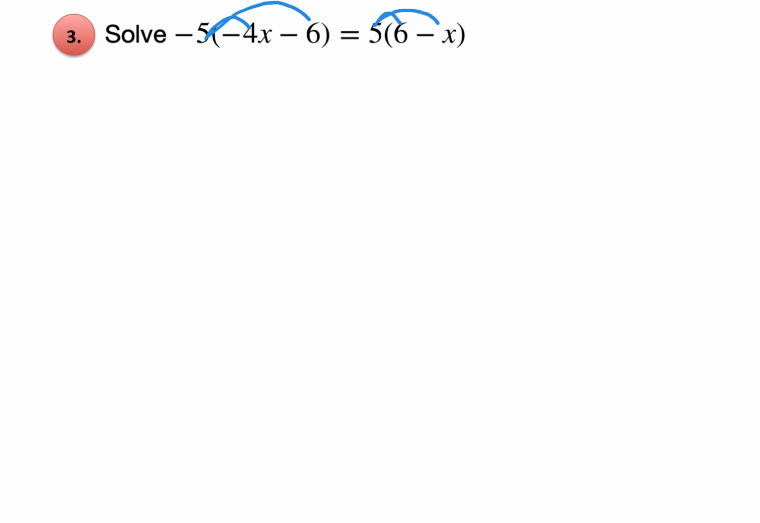So negative 5 times negative 4x is going to be positive 20x. Negative 5 times negative 6 is going to be positive 30, is equal to 5 times 6, which is 30.